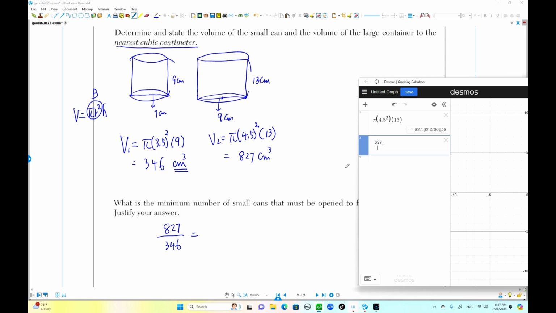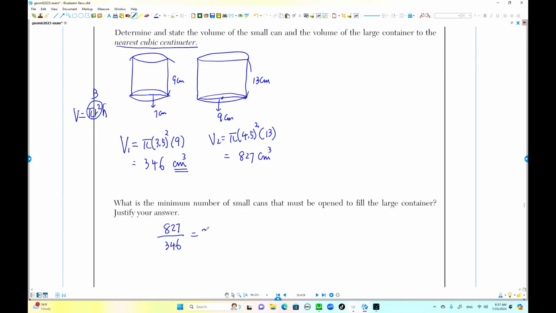827 over 346 is 2.39, something like that. The number of cans is an integer, right? It can be a decimal, so 2 is just a little short. You're going to make 3 cans. That's this.